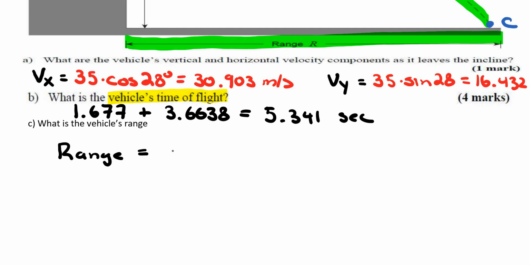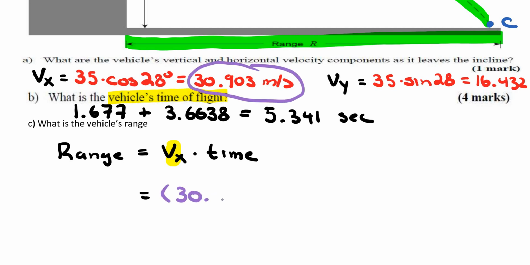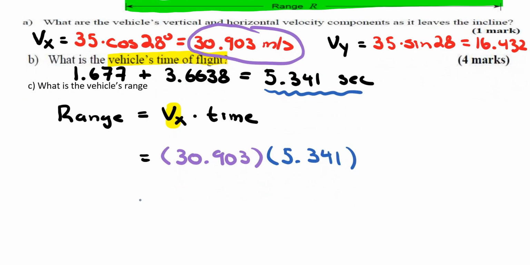So range is really equal to your horizontal velocity component times the time of flight here. So Vx, we actually did calculate back in part A, which is 30.903. And then we multiply by the total time that the vehicle is in the air, which is 5.341 seconds. And if we go ahead and multiply that out, I get around 165.0478 meters.